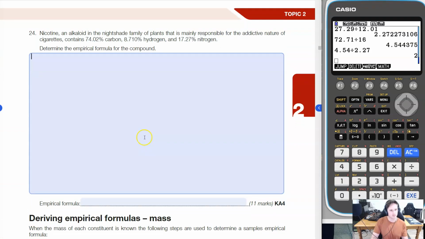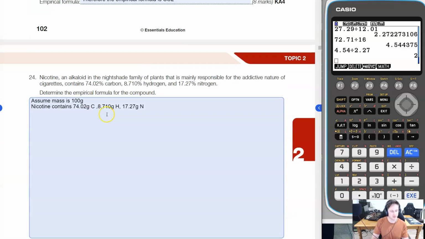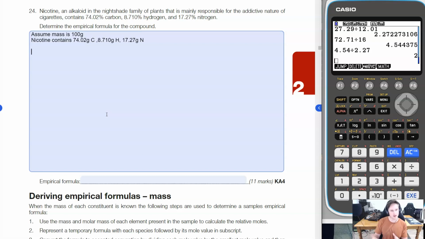So a second one, we've got all these percentages again. I'm not even going to read the question because I know it's the same type of question. So we assume the mass is 100 grams. So the nicotine contains 74.02 grams carbon, 8.710 grams hydrogen, 17.27 grams nitrogen. So then I'm going to be doing the number of moles and comparing all three.